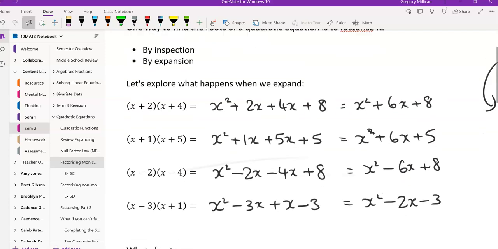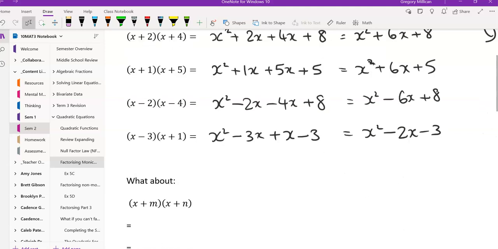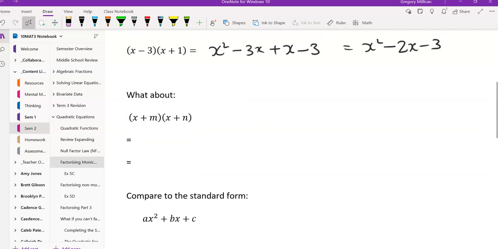Okay, try for yourself. If I can get this thing to slide. Not that, ignore that.